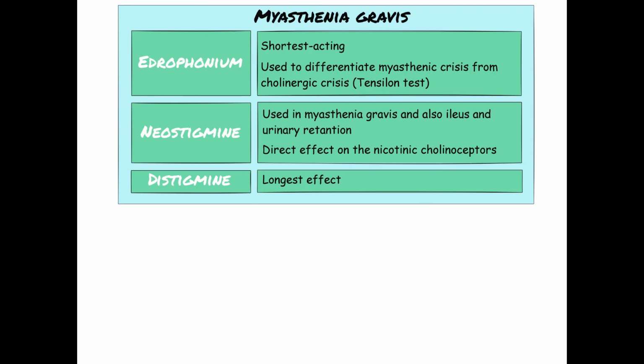Neostigmine is used in myasthenia gravis. It has a direct effect on the nicotinic receptors in the skeletal muscle. And it is also used in ileus and urinary retention. Distigmine. It is the reversible anticholinesterase with the longest effect.